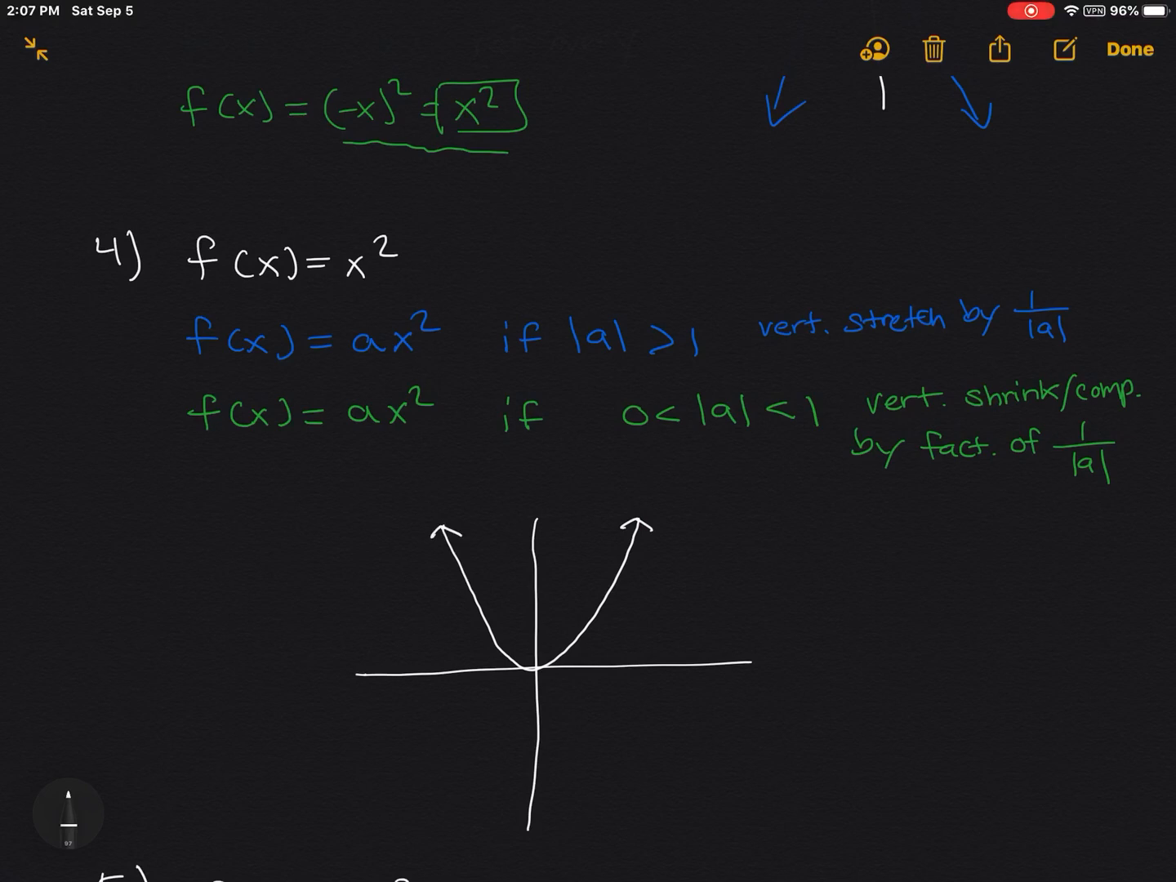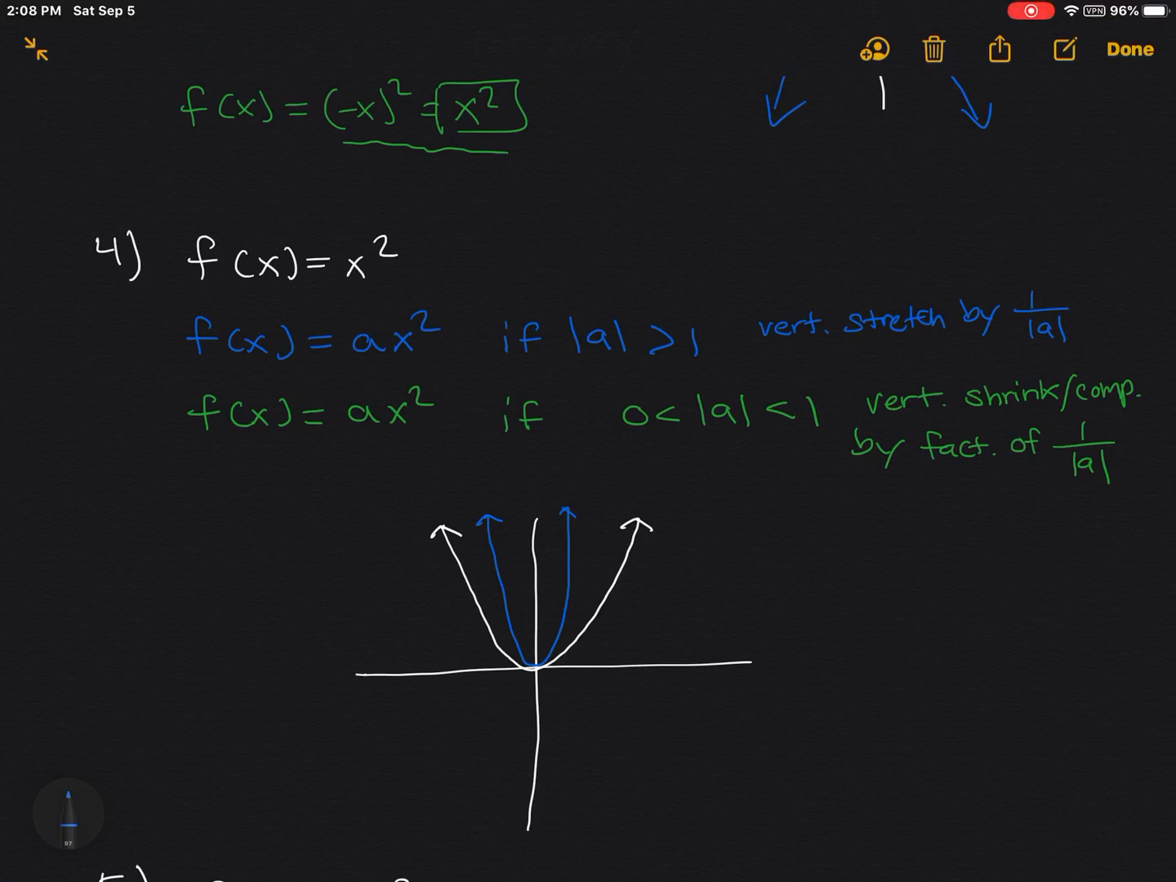Okay, so there's my parent function, right? And now I'm going to draw the blue function. A vertical stretch, what is that? A vertical stretch just means you pull away from the x-axis, okay? So if I pull my graph away from the x-axis, it's going to look something like this.